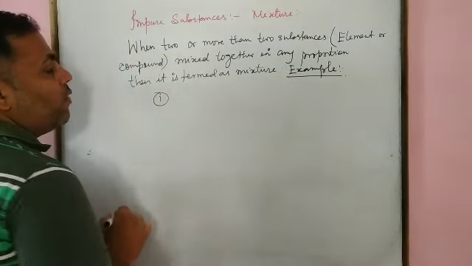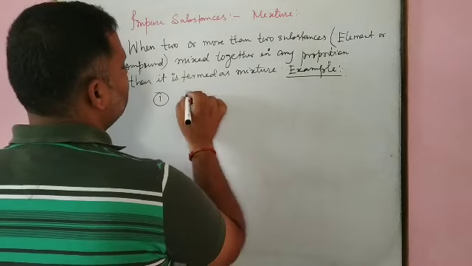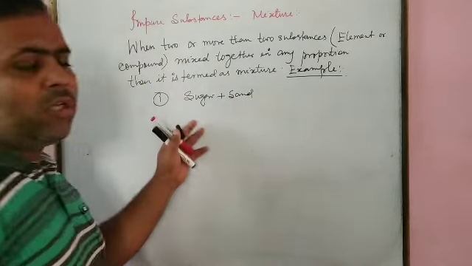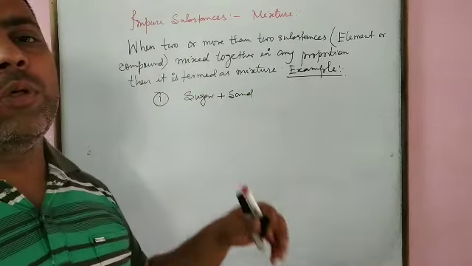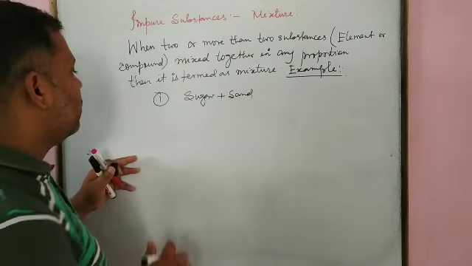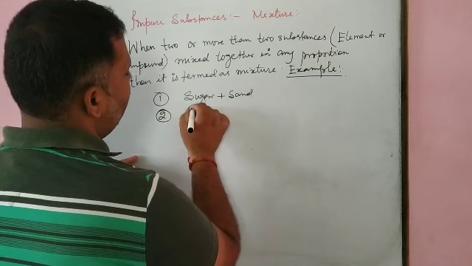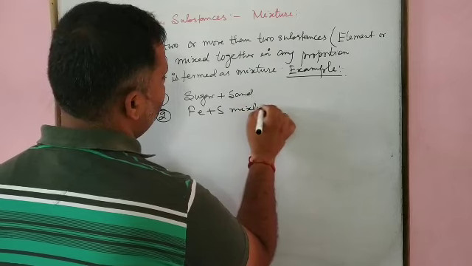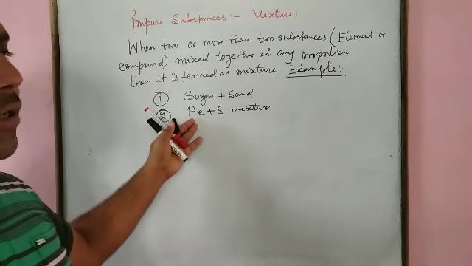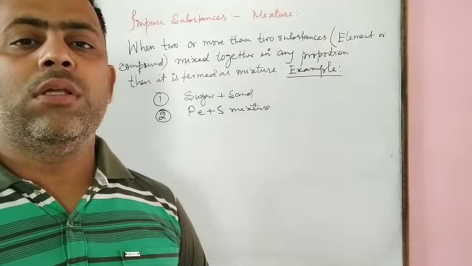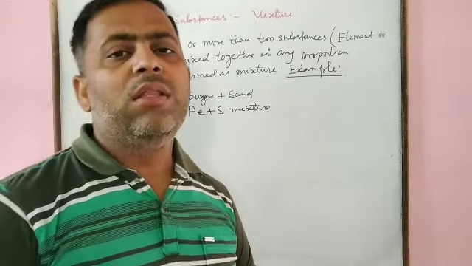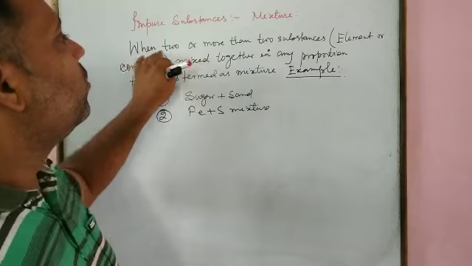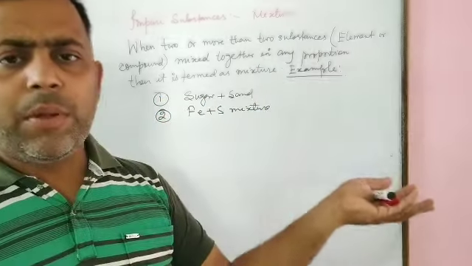The first one, when we mix what? Sugar and sand. The proportion is not fixed. You can mix any quantity of sugar into any quantity of sand. The next, iron sulfur mixture. You can mix any amount of iron chunks into sulfur powder. You can mix any amount of sand into soil. These are the example of what? Mixtures. What we know, when two or more than two substances, it may be element, it may be compound.